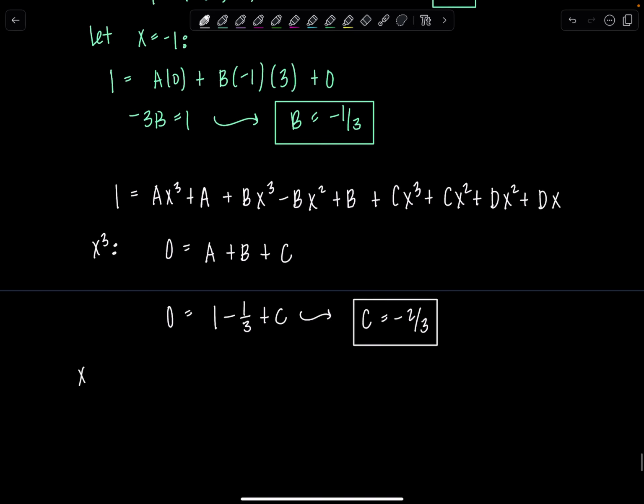And then let's just see, let's set all the coefficients for the x squared terms equal to each other. So 0x squared on the left, negative B plus C plus D, x squared on the right.